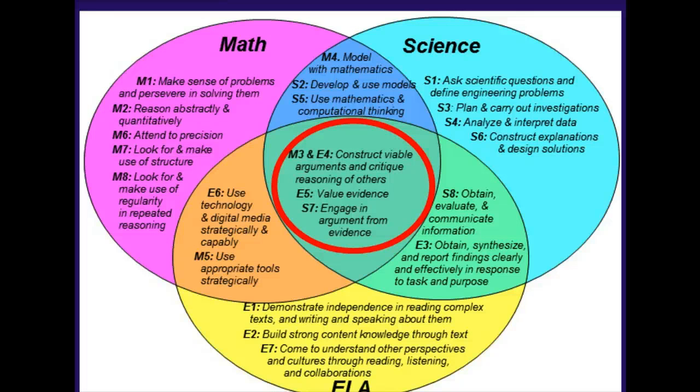And here's a Venn diagram, a little better visual of what they have in common. And you can see the big one, again, is constructing viable arguments and critiquing the reasoning of others, valuing evidence, engaging in argument from evidence. And so again, talk, talk, talk, collaborating, working together.